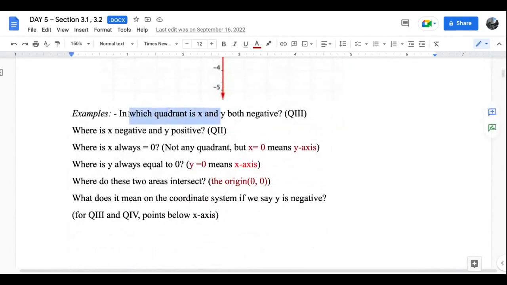So let's see this example. In which quadrant are the X and Y values both negative? Quadrant 3, right? Where is X negative and Y positive? Quadrant 2.